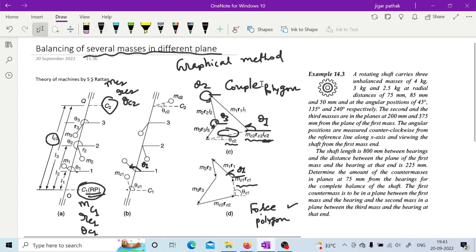Now here also, so I am going down. Anyone who wants to take a screenshot can please take it. I am going down for the analytical method.